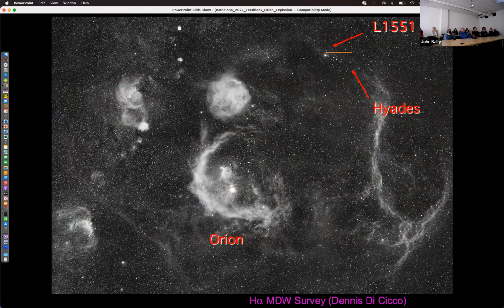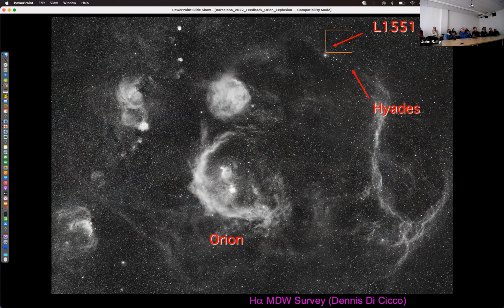I'm going to go over a large range of scales. This is the entire region of Orion. We're looking at about 40 degrees in the sky, the Milky Way. Orion will come back to this. And I'm actually going to go look at that region, the Hyades cluster. Behind the Hyades cluster is one of the first to be studied star forming regions called L1551.